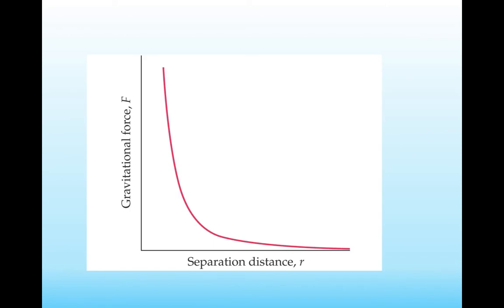We can plot the force due to gravity as a function of the separation distance between two bodies, and we can see that it follows this 1 over r squared term, as you would expect. So as you get farther away from the Earth, the force due to the Earth gets smaller and smaller on you.